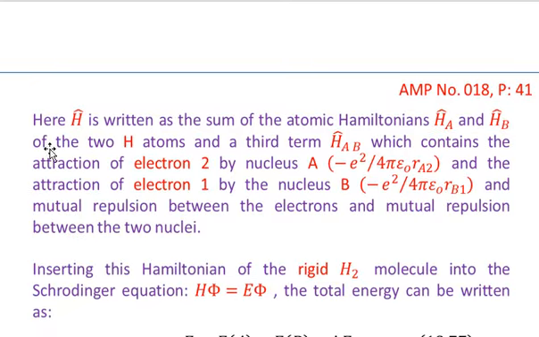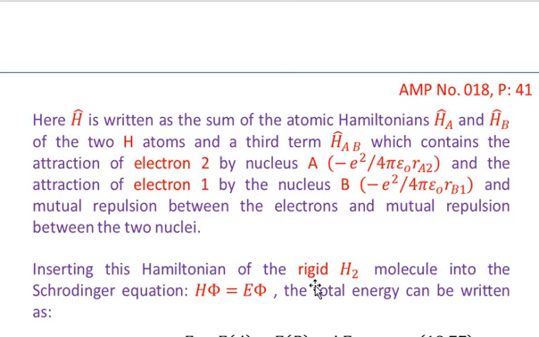So let's see in words. Here the Hamiltonian of the hydrogen molecule under the molecular orbital is written as the sum of atomic Hamiltonians HA and HB of the two atomic hydrogen, and the third term HAB, which contains the attraction of electron 2 by nucleus A due to this term, and the attraction of electron 1 by nucleus B due to this term, and the mutual repulsion between two electrons due to the term containing R12, and the mutual repulsion between two nuclei due to the term capital R.